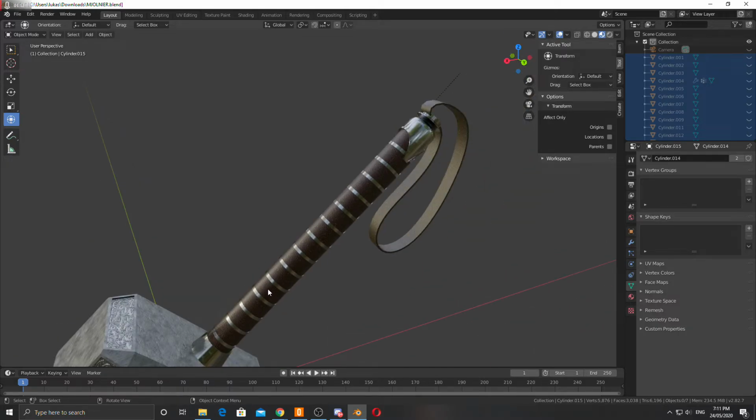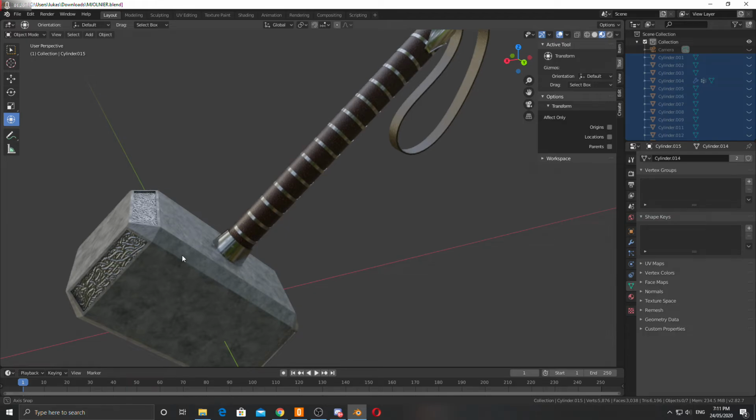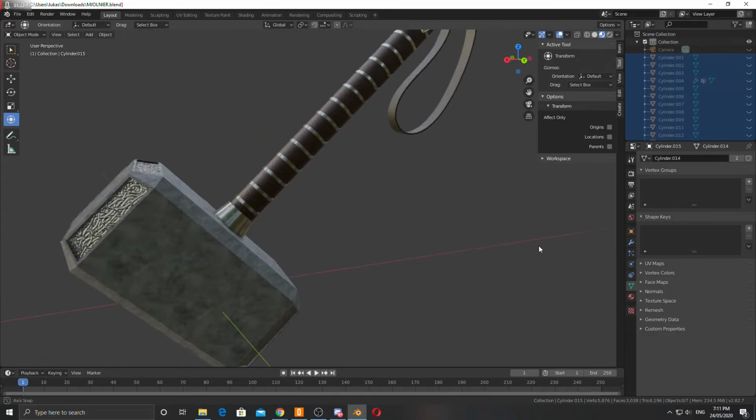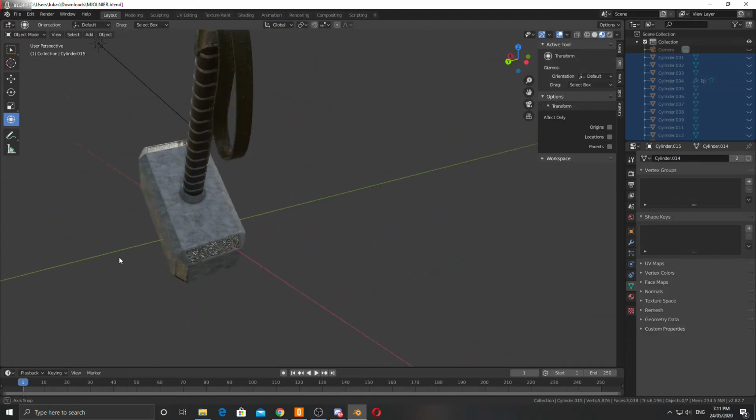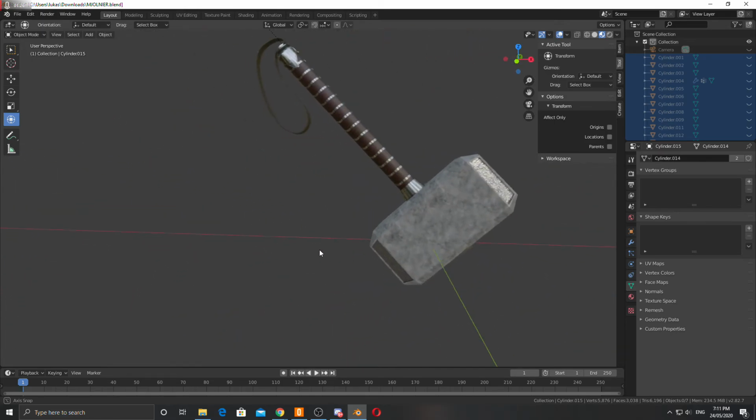But for this one here, I just really wanted to focus on the modeling process, the texture unwrapping, and applying different materials to it to get a cool looking weapon replica of Thor's hammer at the end.